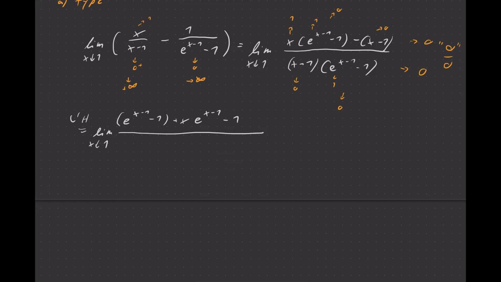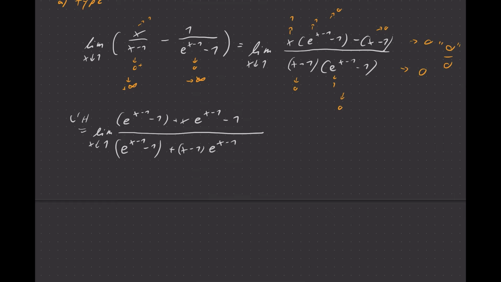For the denominator, we basically have to do similar things here. Again, we have a product of two functions, so we apply product rule. We start by differentiating that factor, and that factor differentiated is just 1. So we're left with e to the x minus 1 minus 1 plus, and now we differentiate this factor here, and we've done that already. So this is x minus 1 times e to the x minus 1.